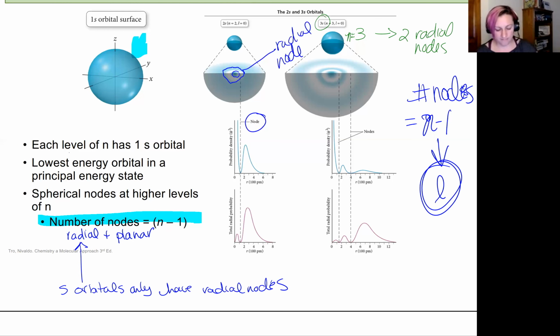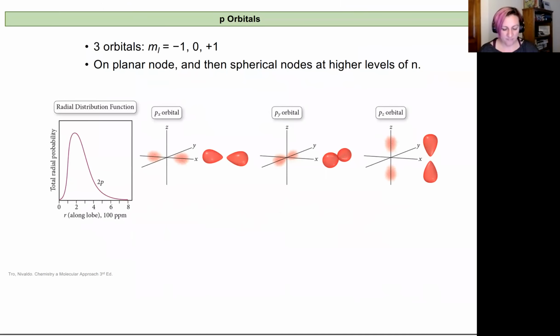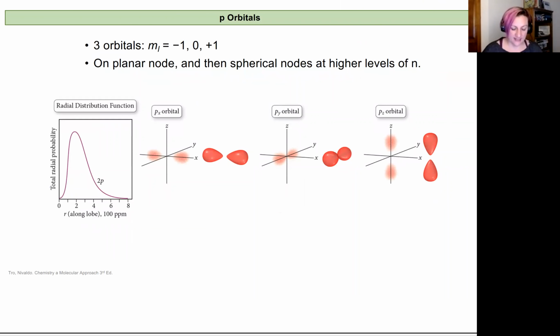So let's look at p orbitals. Okay. So p orbitals only exist at the n equals 2 or greater energy levels because our L equals 1 corresponds to our p orbital shape, right? L equals 0 is our s orbital. Our L equals 1 is our p orbital. So our p orbital shape will have n minus 1 nodes, which is the same as L nodes. So these all have at least one node.